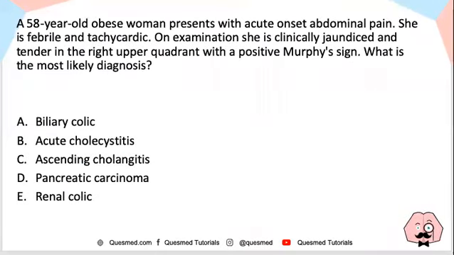So the next question: a 58-year-old obese woman presents with acute onset abdominal pain. She is febrile and tachycardic. On examination, she's clinically jaundiced and tender in the right upper quadrant with a positive Murphy sign. What is the most likely diagnosis? I'll give you about a minute.